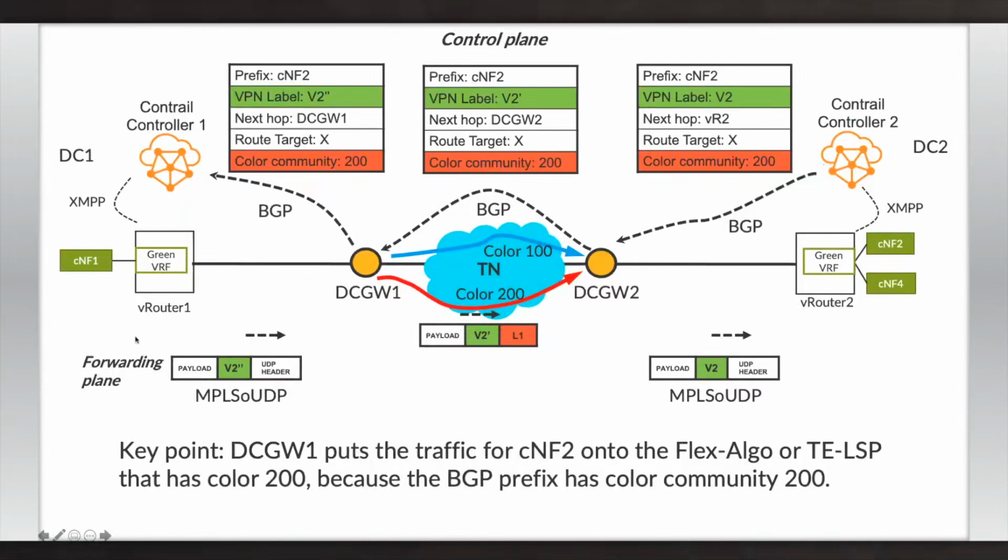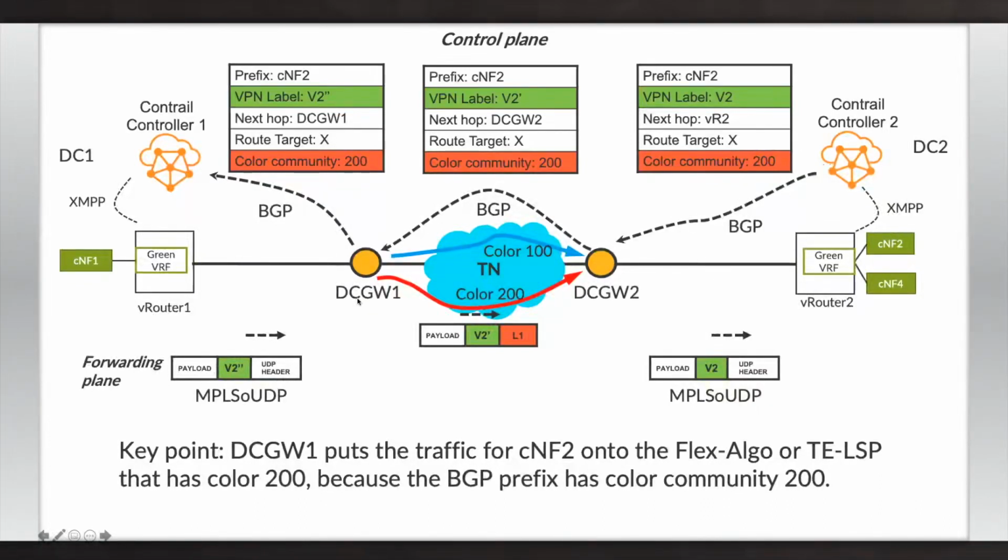And so suppose now in the forwarding plane, we have a packet which is actually being sent by CNF1 on the left-hand side. Its destination IP address is that associated with CNF2 on the right-hand side. And so in the green VRF is the BGP advertisement that had been sent across the network from right to left. And so from the point of view of that green VRF on vRouter 1, the BGP next hop at that point is the local DC gateway number 1.